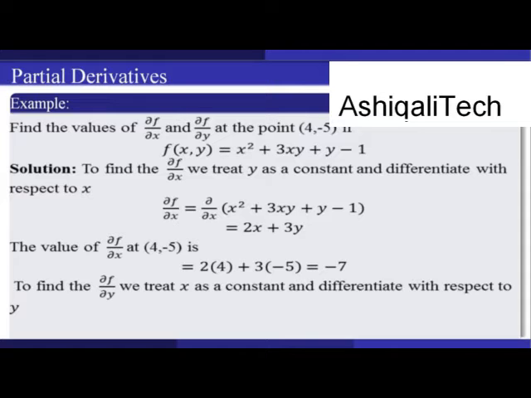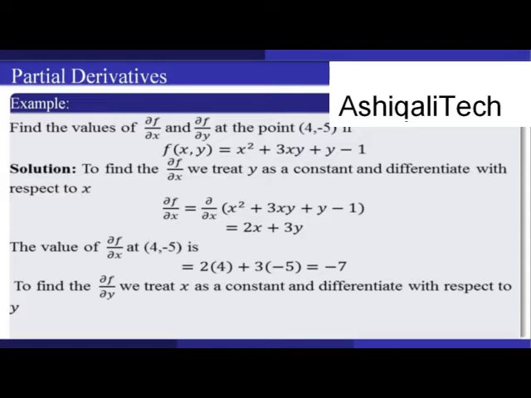To find the partial f by partial x, we treat y as a constant and differentiate the given function with respect to variable x. That is, partial f by partial x is equal to partial by partial x of x squared + 3xy + y - 1. So we get 2x + 3y, because the other terms are in y and constant, so their partial derivative will be 0. Therefore, the value of partial f by partial x at the point (4, -5) is given by 2 into 4 plus 3 into -5, that is equal to -7.